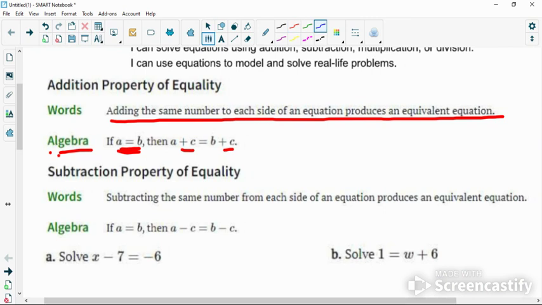Next, subtraction property of equality. Subtracting the same number from each side of an equation produces an equivalent equation. Every time we complete a step to solving an equation, it is creating a new yet equivalent equation. The numbers might look different, but no matter what, it's still representing the same situation, and the left and the right side are equal to each other.